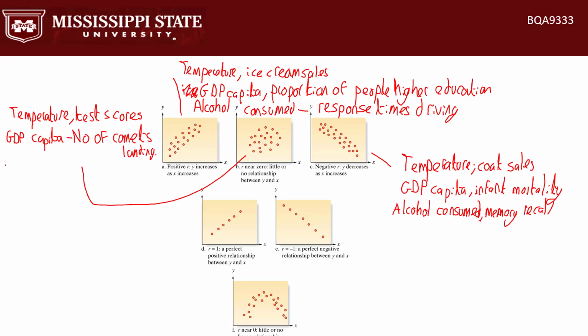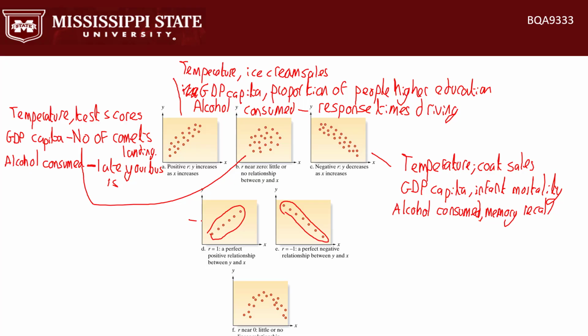And then alcohol consumed. So how much alcohol you consume on a given day, and how late your bus is. I'm getting silly here, but those things should not be correlated. Note here we have perfect relationships, positive and negative, and these don't really occur in real life.